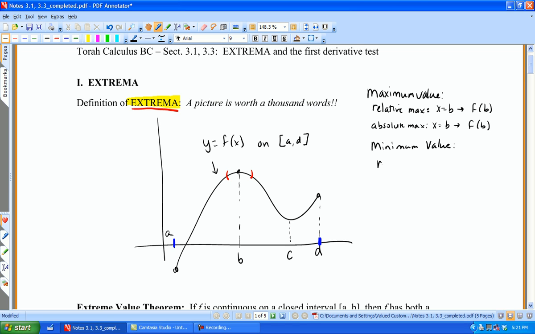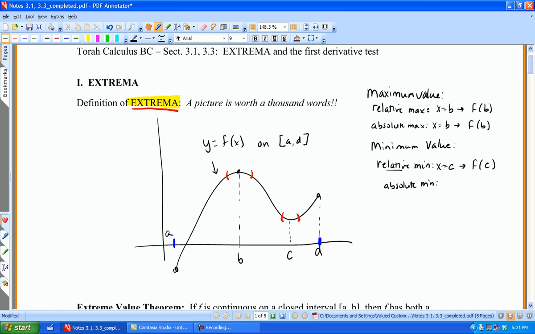Okay, for a minimum, we have the same thing. We can have a relative minimum, and we can have an absolute minimum. So a relative minimum is where do I have a low point that is at least low locally. That's another word for relative. So if I look at C, if I look in a small interval around C, C appears to be the location of a low point. So I would say we have a relative minimum at x equals C, and the value there is f of C.